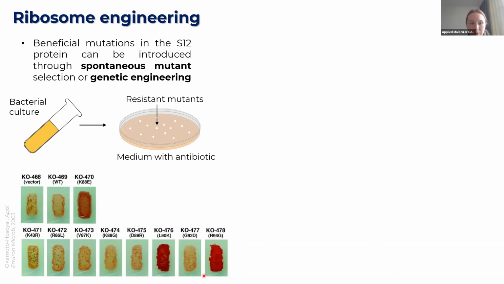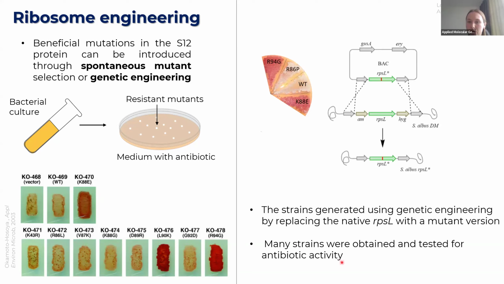The modern approach to ribosome engineering involves generating mutants by genome engineering. So we are replacing our wild type RPSL with a mutant version. But I won't go into details about this process today, but it's complicated and results in precise genetic alterations only in the RPSL gene. And this approach is more suitable for accurate identification of RPSL-mediated effects on antibiotic biosynthesis, which we are interested in.